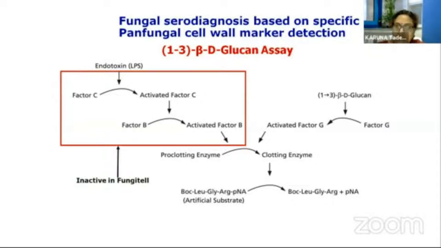The clotting enzyme cleaves an artificial substrate which has been placed, and that artificial substrate is para-nitroanilide. It forms a synthetic peptide in the beta-glucan limulus amebocyte lysate, replacing the original clot-forming coagulogen protein. This chromogen para-nitroanilide is colorless when attached to the peptide, but it changes to yellow color when it is cleaved from the synthetic peptide. And that is how you record it. The 1,3-beta-glucan assay is a purely colorimetric assay.